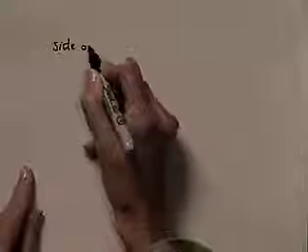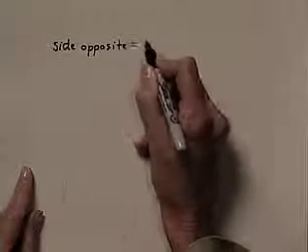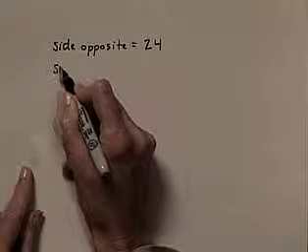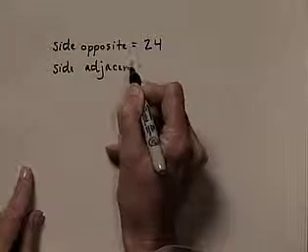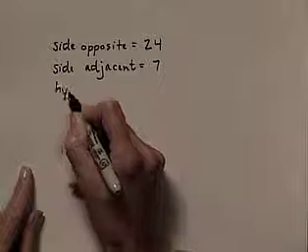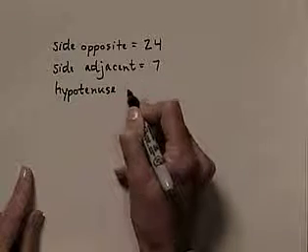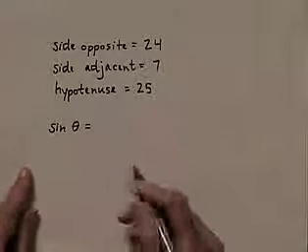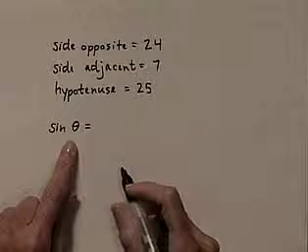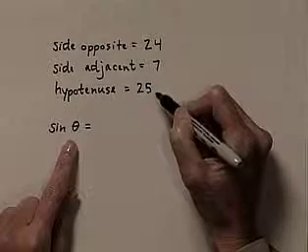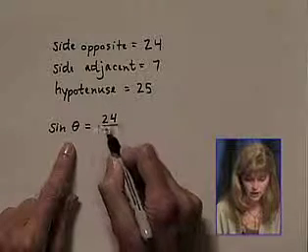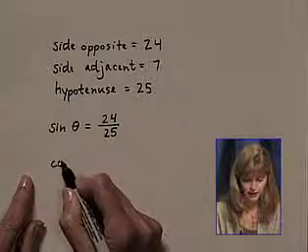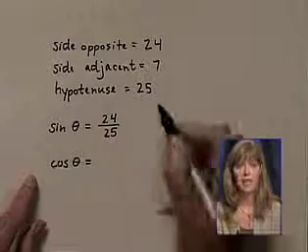Recall that what we are given is that we have a triangle where our value for the side opposite is equivalent to the value 24. The value for the side adjacent is equivalent to the value 7, and our hypotenuse is equivalent to 25. Let's begin by finding the sine of our angle theta. Now, looking back at those definitions, you may recall that that was equivalent to the ratio of the side opposite to the hypotenuse. And so we can label that 24 divided by 25. To find the cosine of theta, we're going to take the ratio of the side adjacent to the hypotenuse.